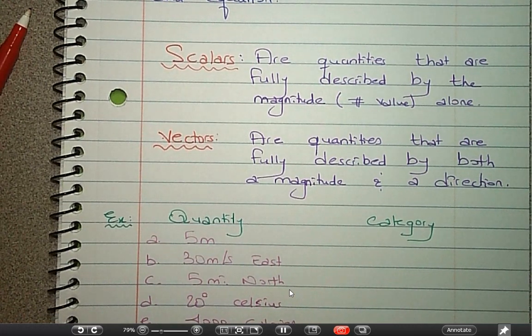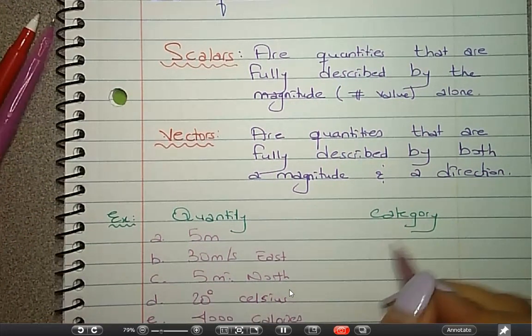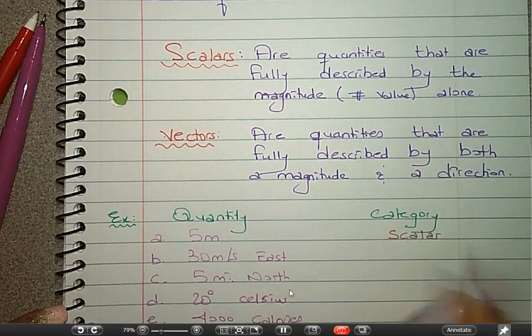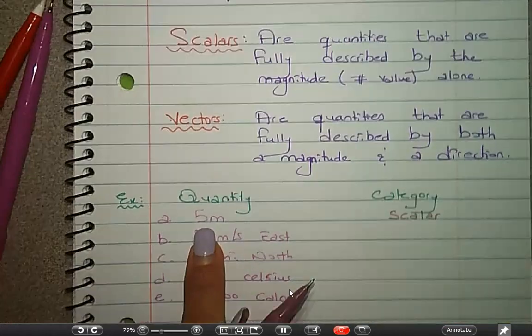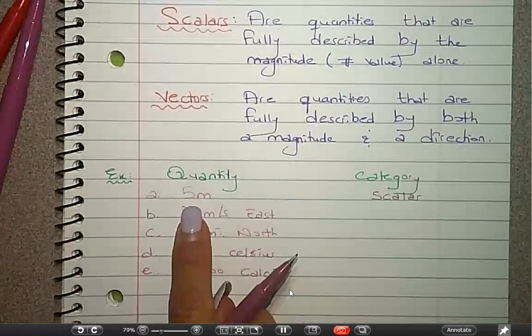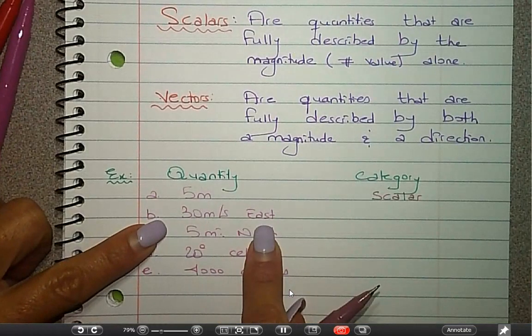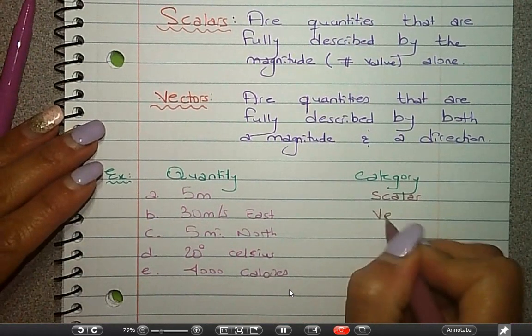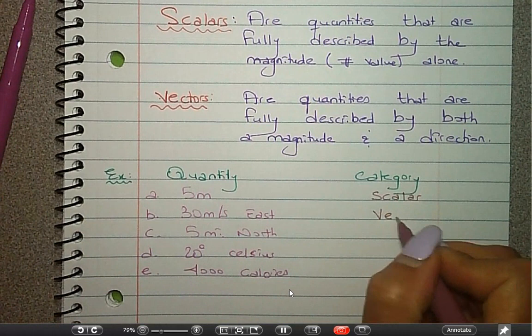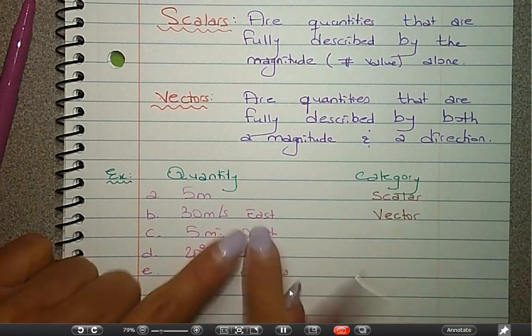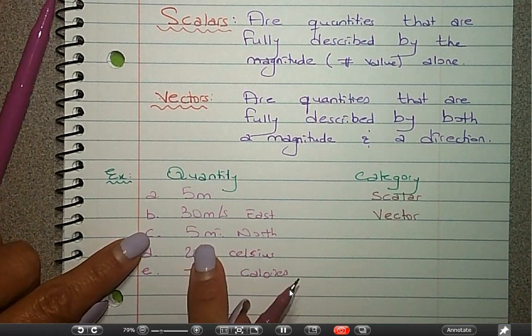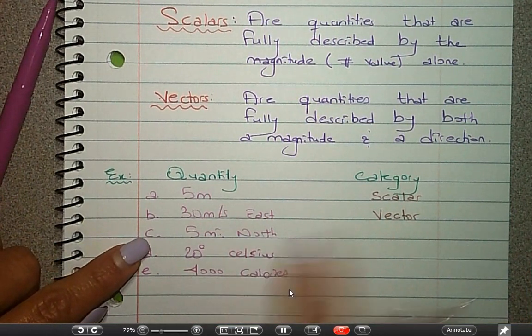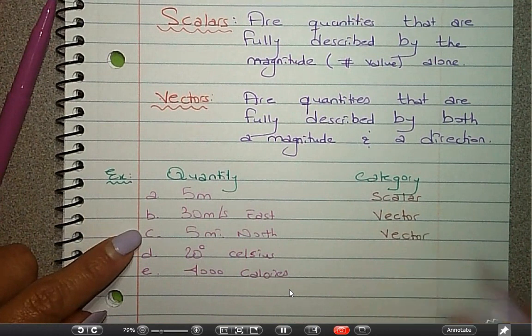All right, so let's see what does each one of them represent. So when we're talking about 5 meters, I know this is a scalar because it only represents a quantity, a value, a number, a magnitude. It does not give me any directions. 30 meters per second east, that would be a vector. So this is a vector because it's showing me it's east. 5 miles north. Again, I have north. That's giving me a vector.